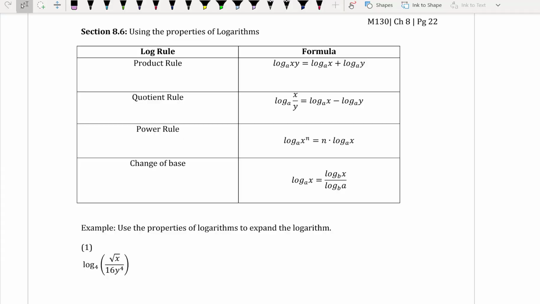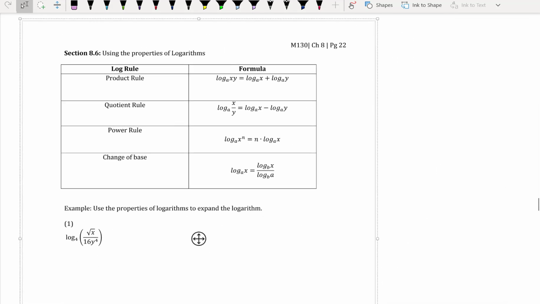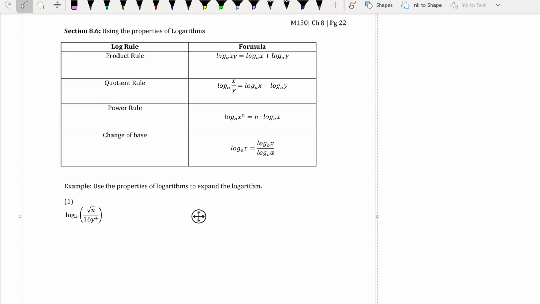Hello Math 130 students, we are going to pick up on page 22, section 8.6, using the properties of logarithms. So again, we're going to revisit some of our properties that we've already been introduced to, which was the product rule, the quotient rule, the power rule, and the change of base. For example number 1, it's specifically asking us to expand the logarithm. So remember, to expand is to make bigger.